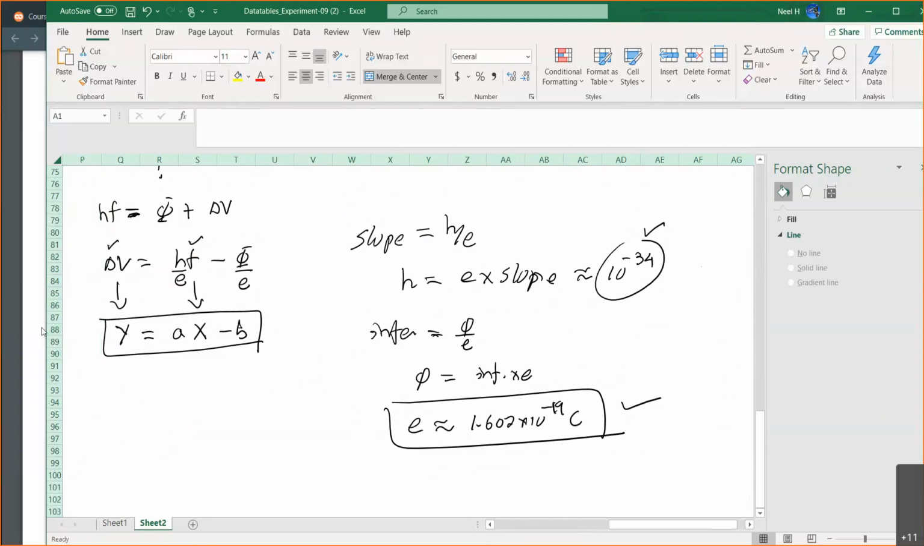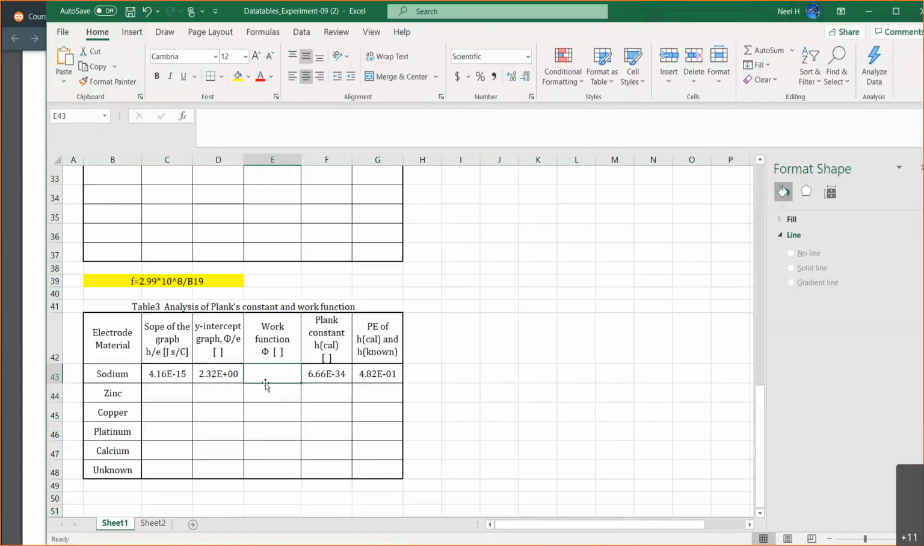So let's multiply this number by E. Then you can find the work function for this one. Equal sign, this number multiplied by 1.602 times 10 to the power minus 19, the electron charge. That's the work function.